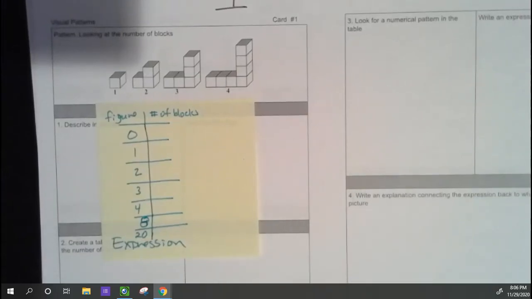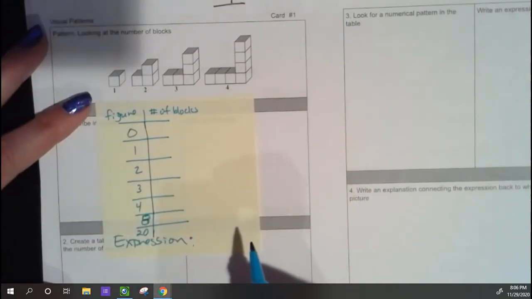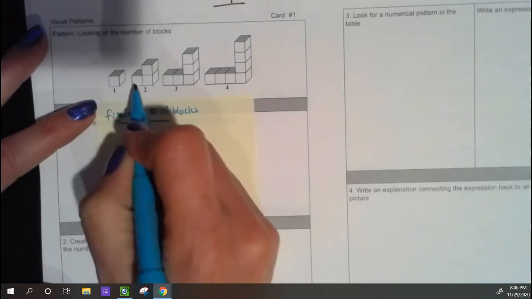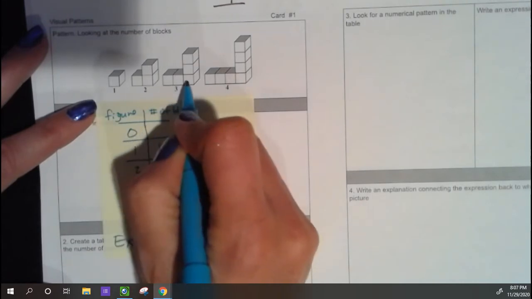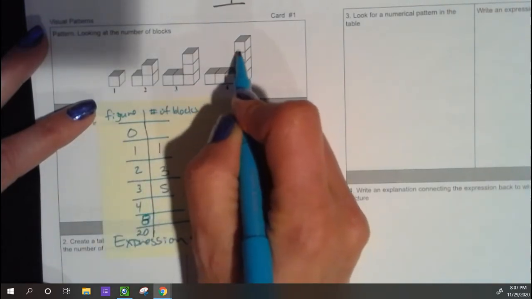Today, we're going to be writing expressions for visual patterns. So here's a visual pattern, a little bit of a harder one. We're starting with a tough one. In figure 1, you'll see it has 1 block. In figure 2, it has 3 blocks. In figure 3, it has 1, 2, 3, 4, 5 blocks. And then 1, 2, 3, 4, 5, 6, 7 blocks.